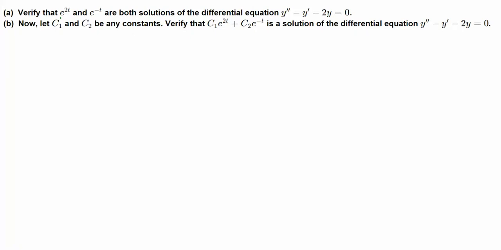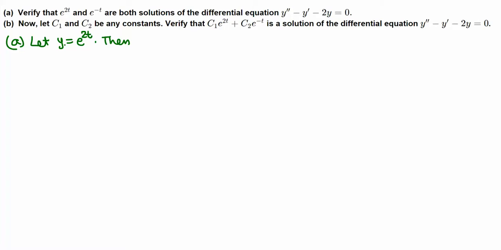Verify that e raised to 2t and e raised to negative t are both solutions of the differential equation. So this is our y, and we plug that y in here and get 0 in order to verify that's the solution. So for part a, let y be e raised to 2t, then we plug this into the left hand side, and if we get 0, then yes, this will be a solution.